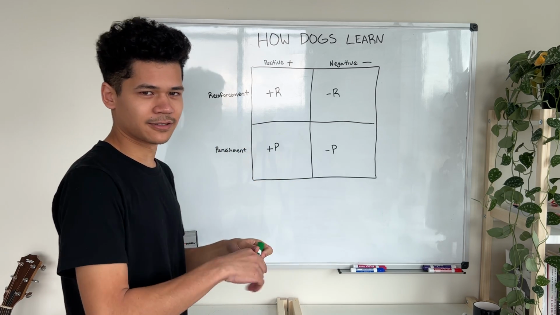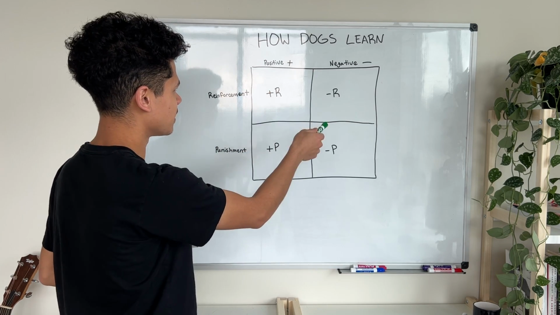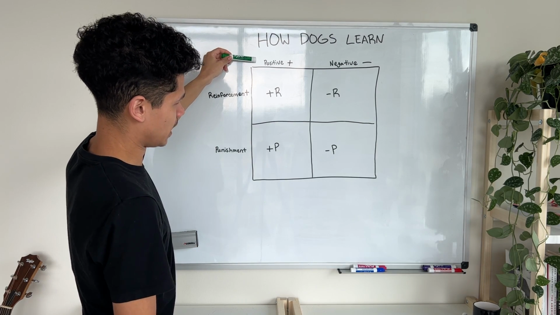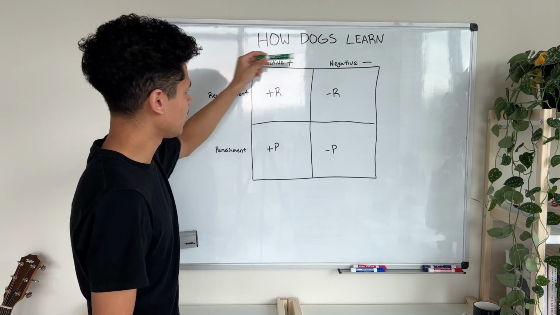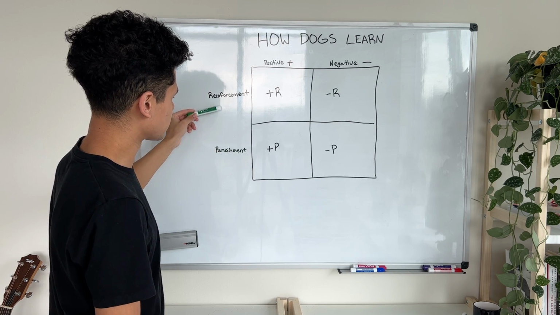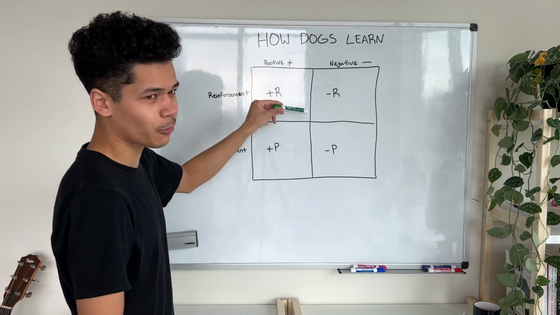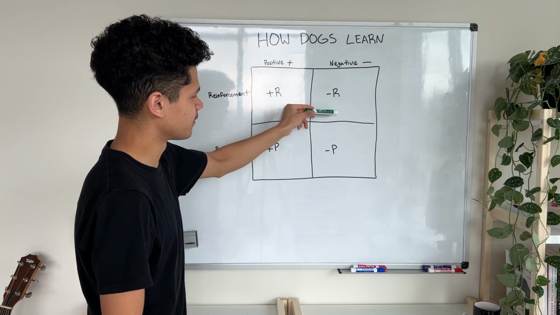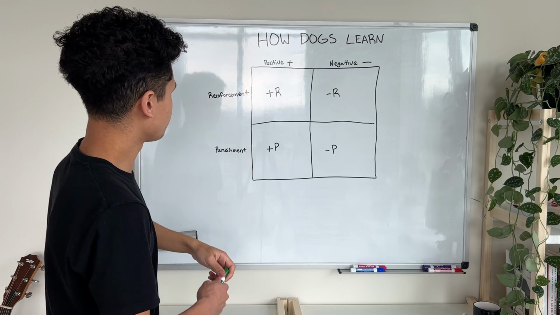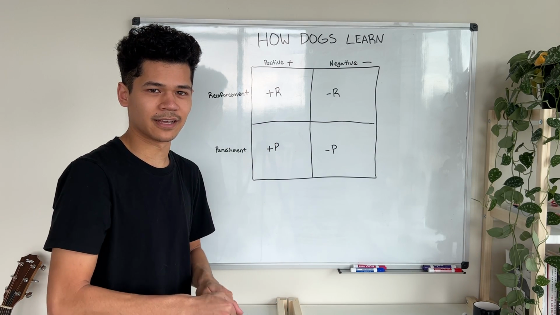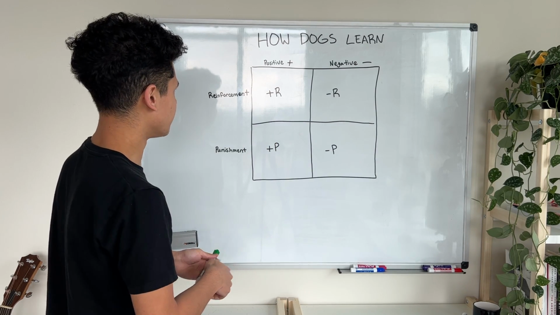If you're familiar with classical conditioning or operant conditioning, this is the same thing. But basically, in the top here, we have positive and negative. And then on the sides, we have reinforcement and punishment. And these things form a quadrant, and all of our training is going to fall into one of these four quadrants. So, positive reinforcement is the most common thing that we understand when we talk about dog training.